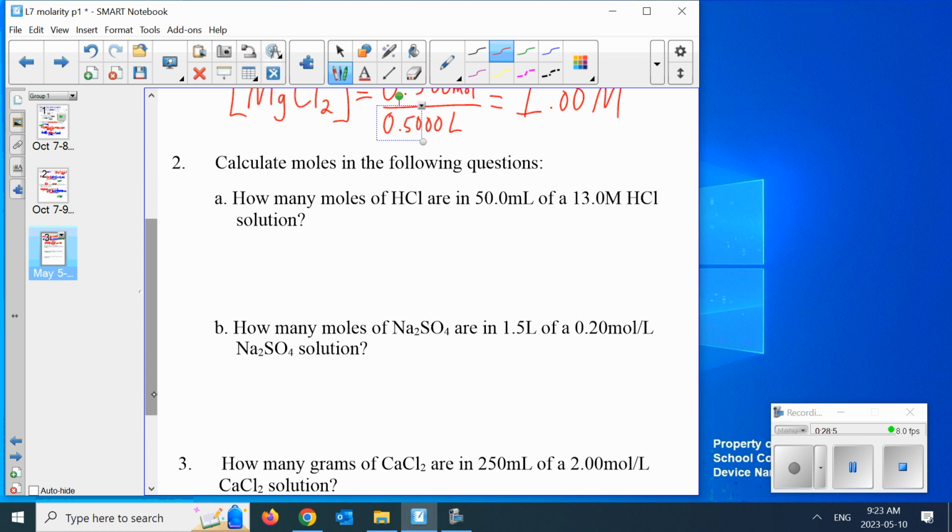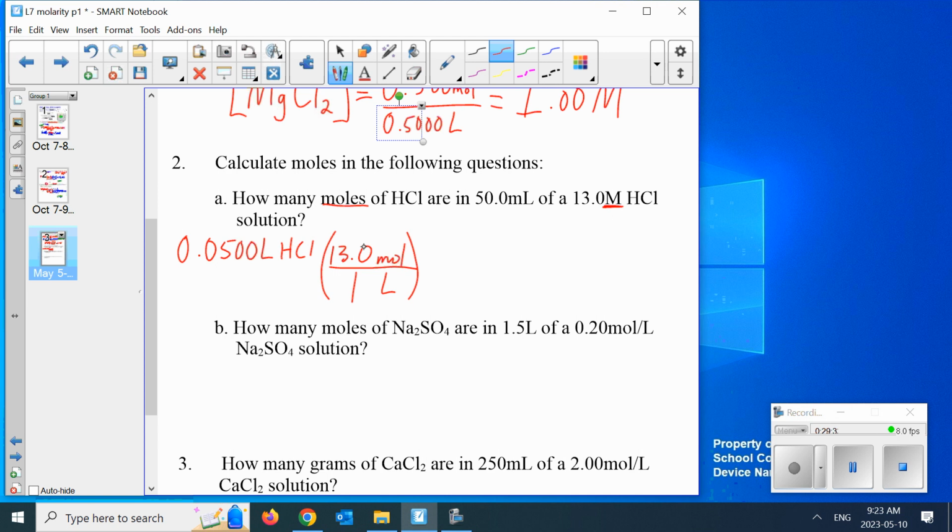Okay, calculate how many moles of HCl are in 50 mils of this 13 molar solution. Okay, I start with the given item that's not a fraction. 50 mils, I'm going to do this one in my head. It's 0.0500 liters, right? That's 50 mils. And it's HCl. I know I want to get rid of liters, and I want to keep moles. And I'm going to just stop there. Moles, liters. And I know that this big M stands for moles per liter, so I just put it as 13.0 moles per liter. That's a multiplier.